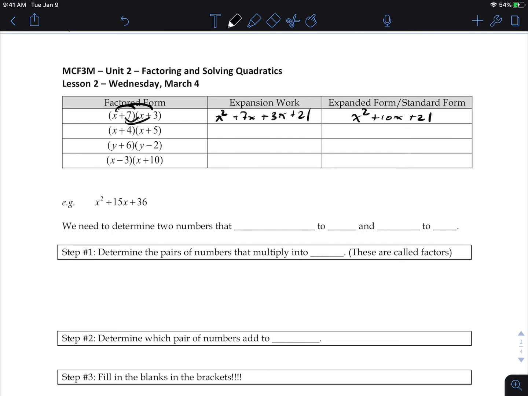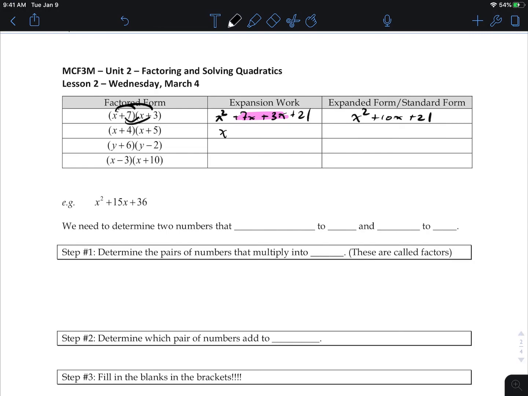Okay, so all I did there was collect the like terms in the middle. Okay, at which point you're going, okay, how about we do this whole table and then I'll ask you the pattern. Okay, let's do the next one.